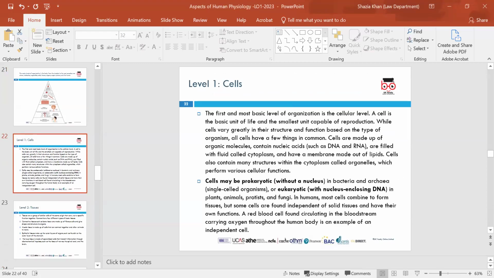So the first level is cells, which is the basic building block of living organisms. So it's the main thing. The cell is there to carry out any sort of particular functions. So it's really important in regards to that. And it may be prokaryotic, without a nucleus, or eukaryotic. So let's just go through each one so we've got a bit of an idea.